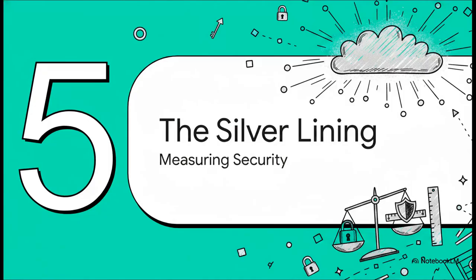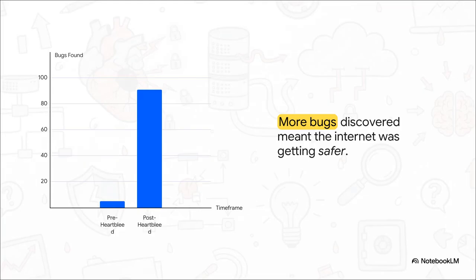Section 5. The silver lining. Measuring security. This leads us directly to a really fascinating look at how we actually measure security. If you look at bug discoveries, there was a predictably low number before Heartbleed, right? But then there's a massive spike. 91 new vulnerabilities discovered shortly after.